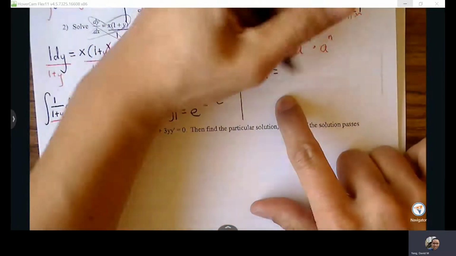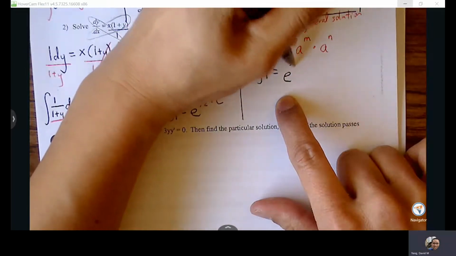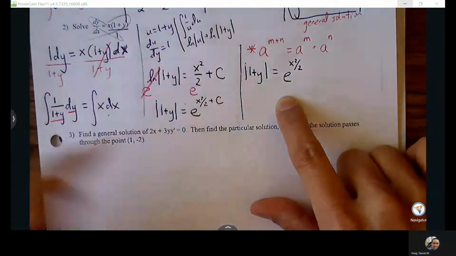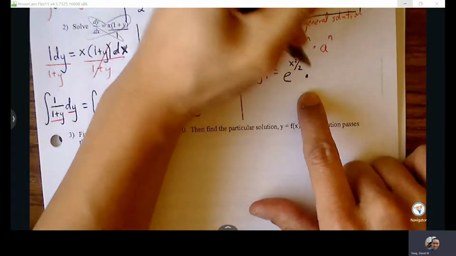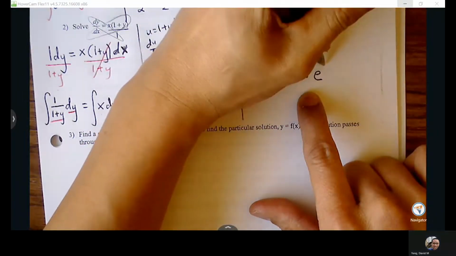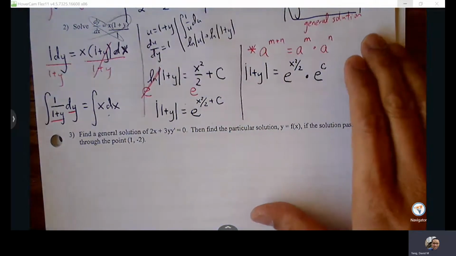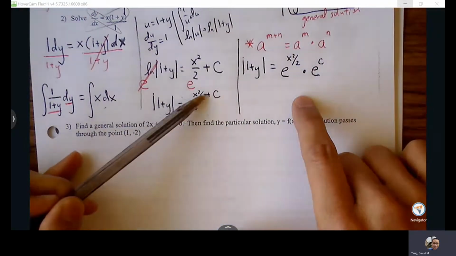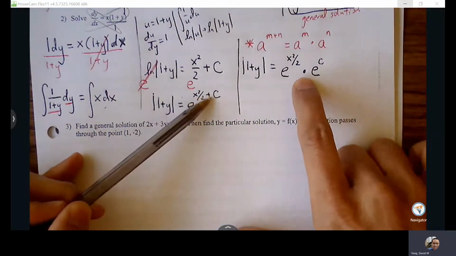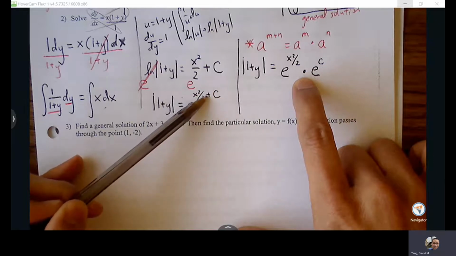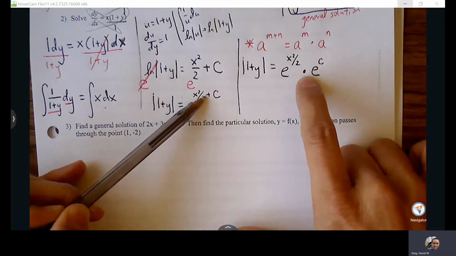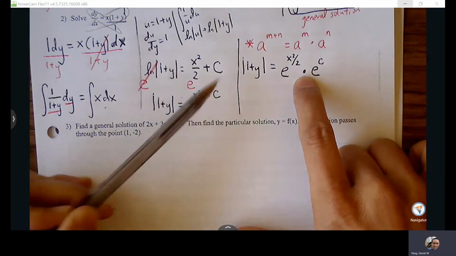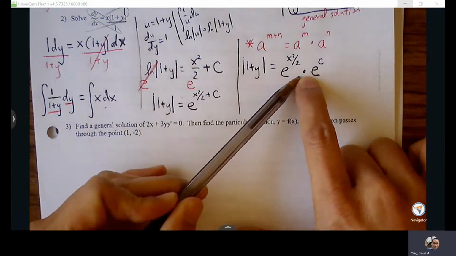E to the x squared over 2 plus e to... Okay, careful. E to the x squared over 2, not plus, but times. Okay, but I'm glad you said that plus because that is a very common thing that students do. They see a plus there, so why not bring a plus there? But just understand there's going to be a change in operation, because a plus sign in the exponent is not the same as a plus sign below. A plus sign in the exponent is going to convert to a multiplication sign.